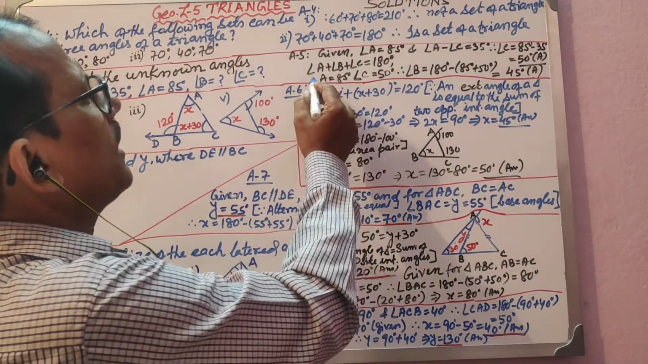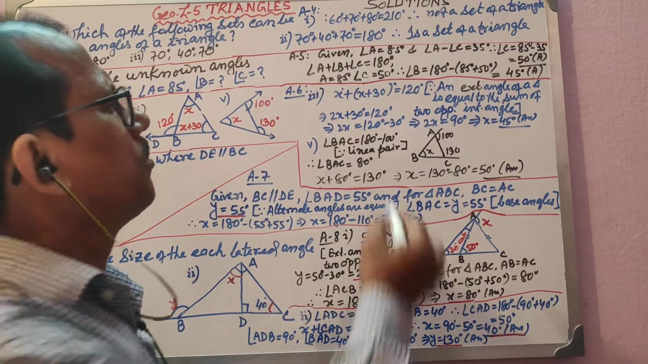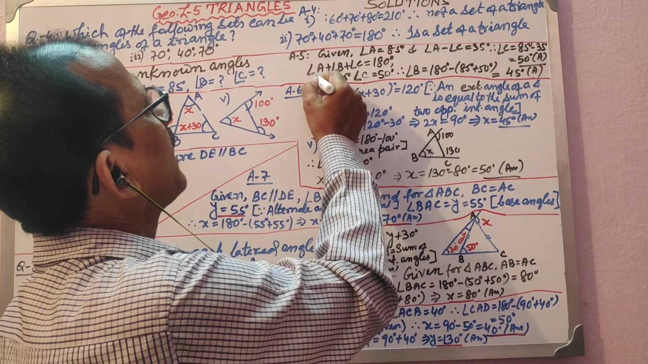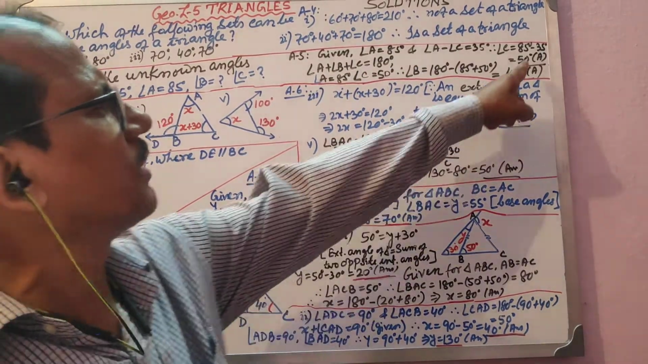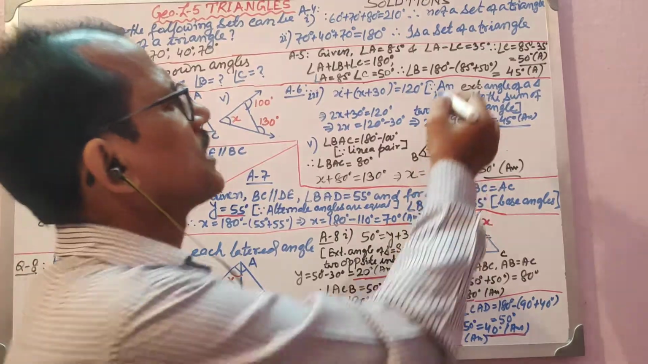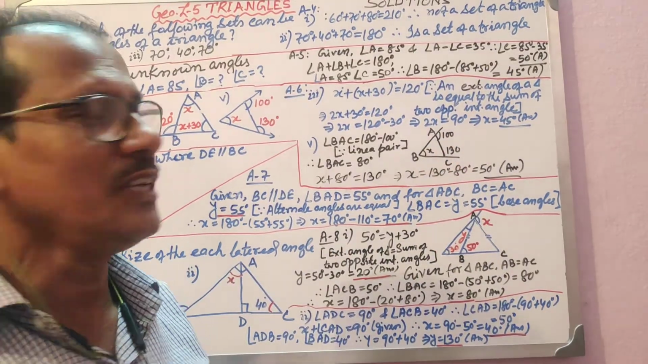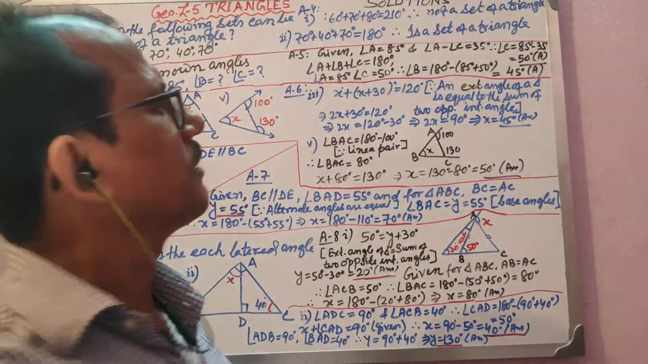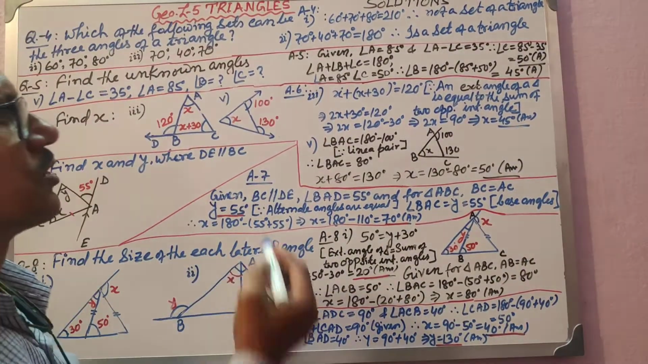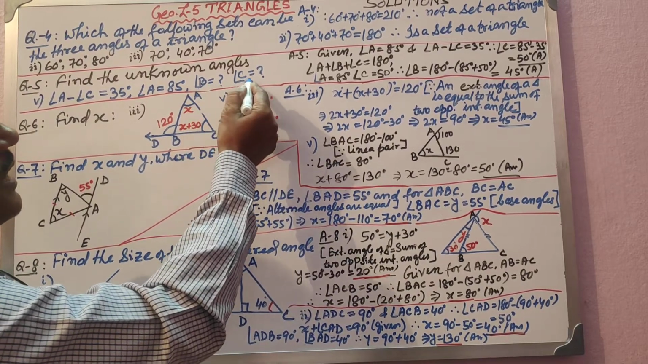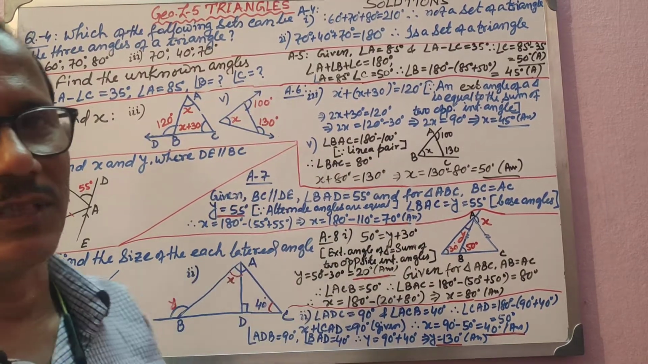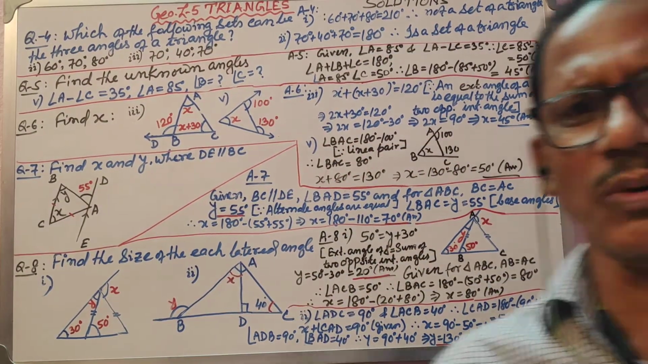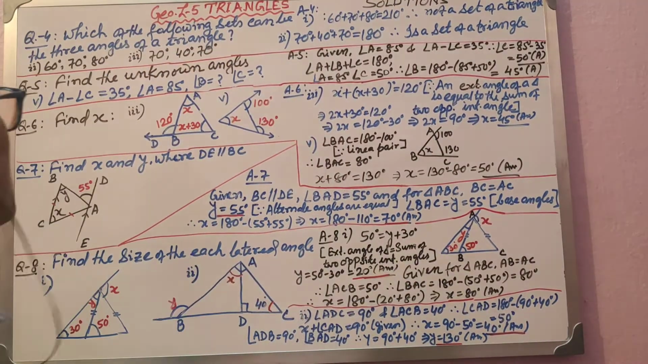Got it? Now A, B and C together will be 180 degrees. Angle A is given as 85 degrees, and angle C you got as 50 degrees. Now B will be 180 minus the sum of 85 and 50. So 85 and 50 together is 135. So 180 minus 135 is 45 degrees. So B will be 45 degrees and C will be 50 degrees. That will be the answer. Very simple aspect, based on the property that the sum of all the angles of a triangle is equal to 180 degrees. That's all. Now moving on to question number 6.